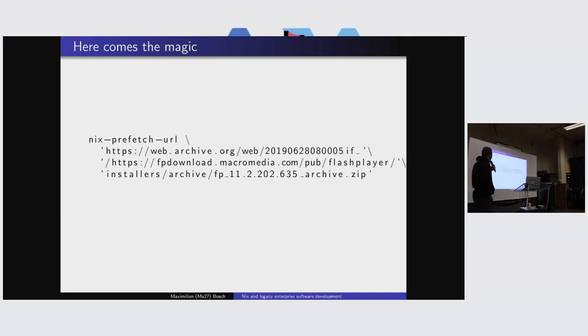So then I came up with another idea. There's this beautiful thing called archive.org, and I basically scrolled down the Wayback Machine until I found a working download link, and I did nix-prefetch-url. And after that, I had a fixed output path in my store with a matching hash, so I could build the VM, and job was done.